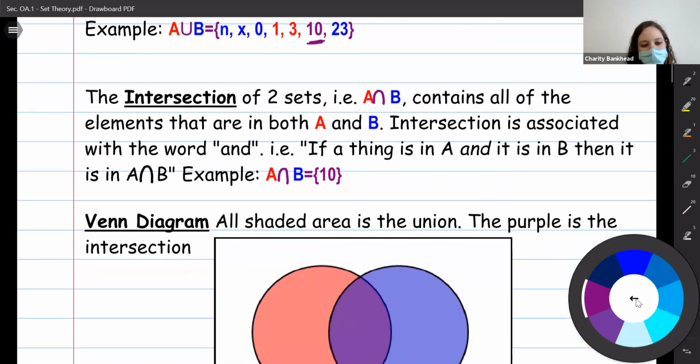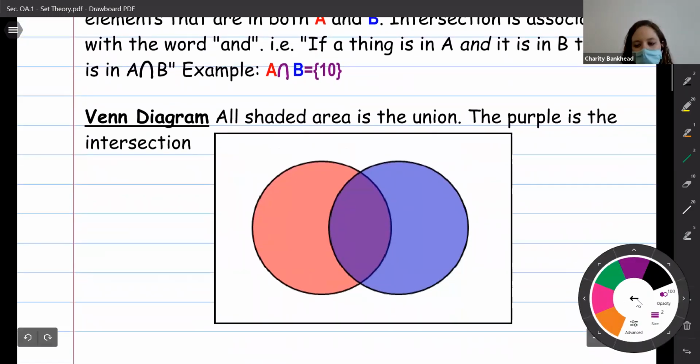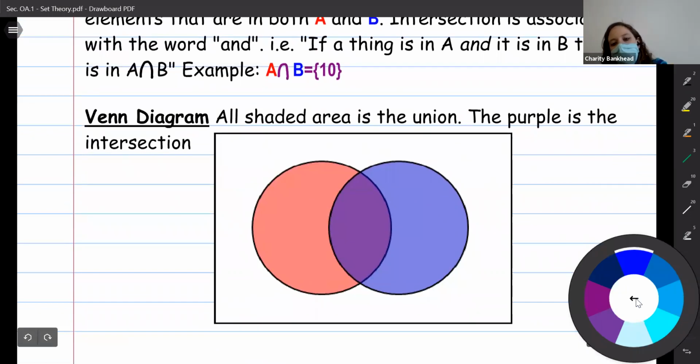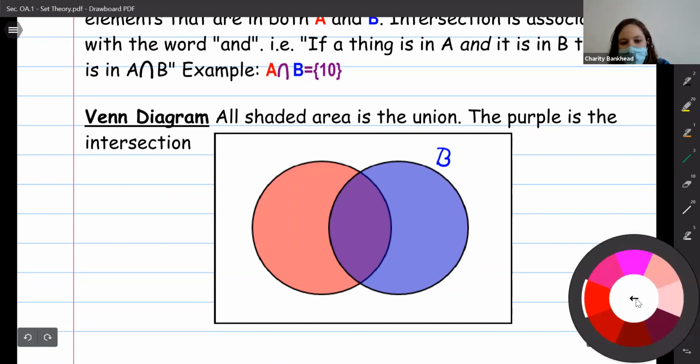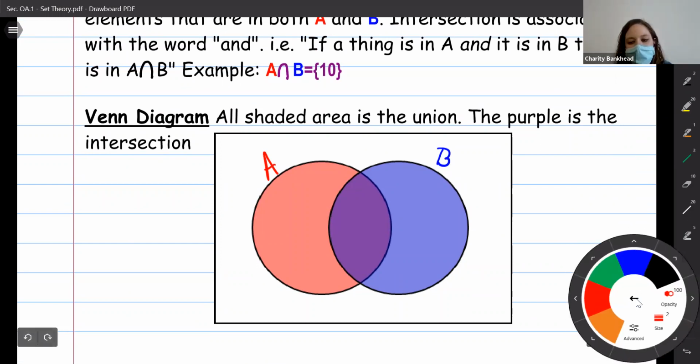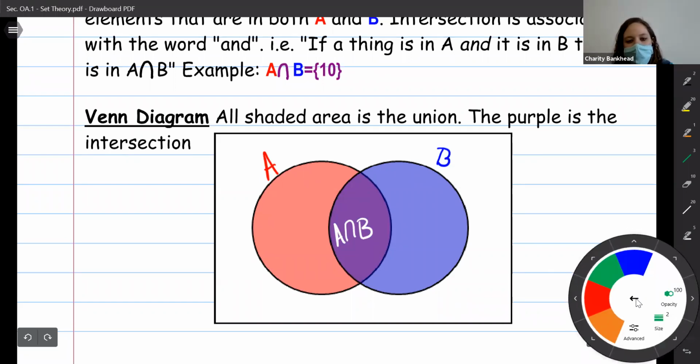A good visual representation of these things is a Venn diagram. The red circle represents set A and the blue circle represents set B. Where they overlap and make purple, that's the intersection. So that purple area is the intersection of A and B, whereas the whole entire shaded area is the union.